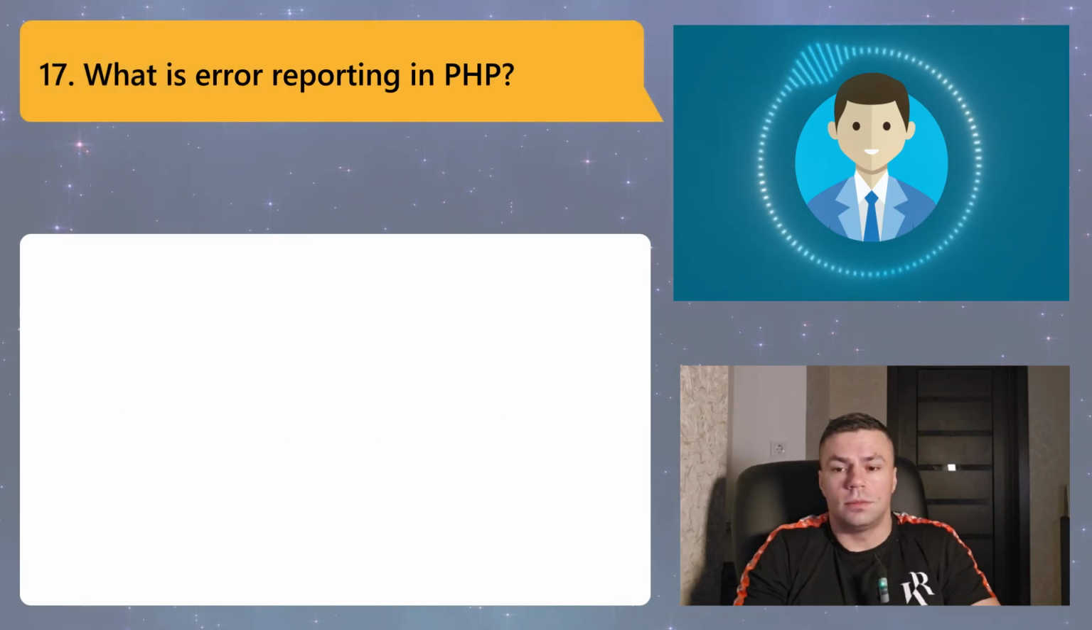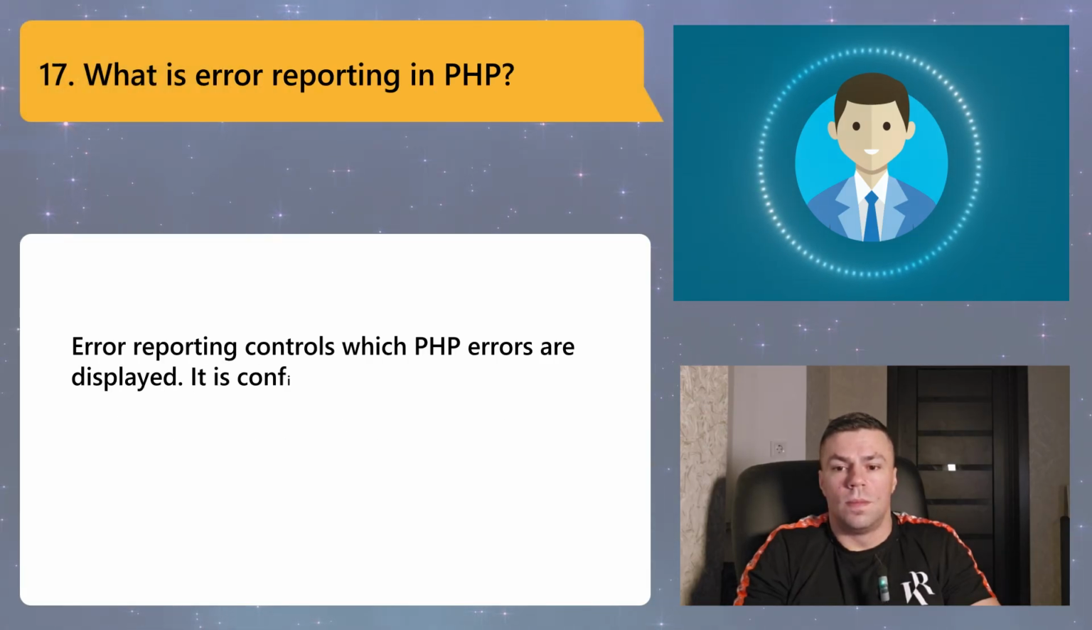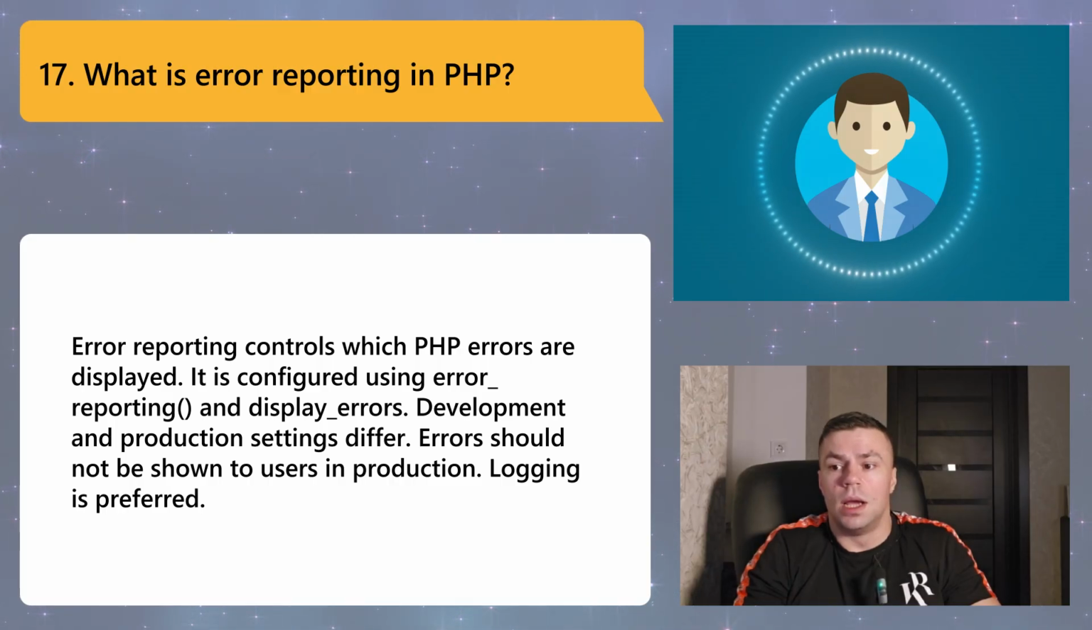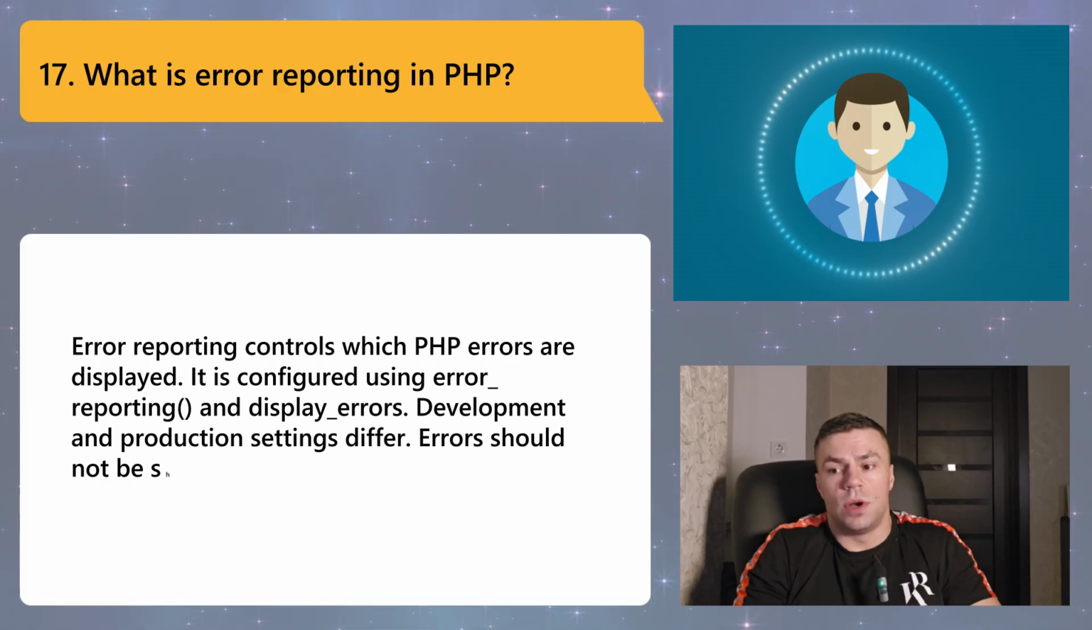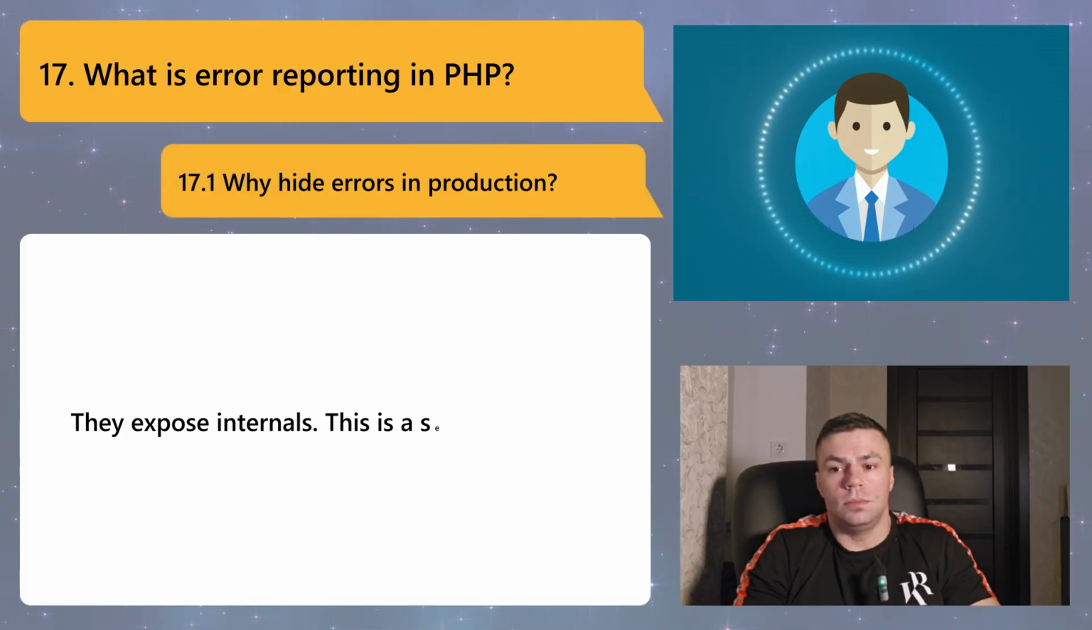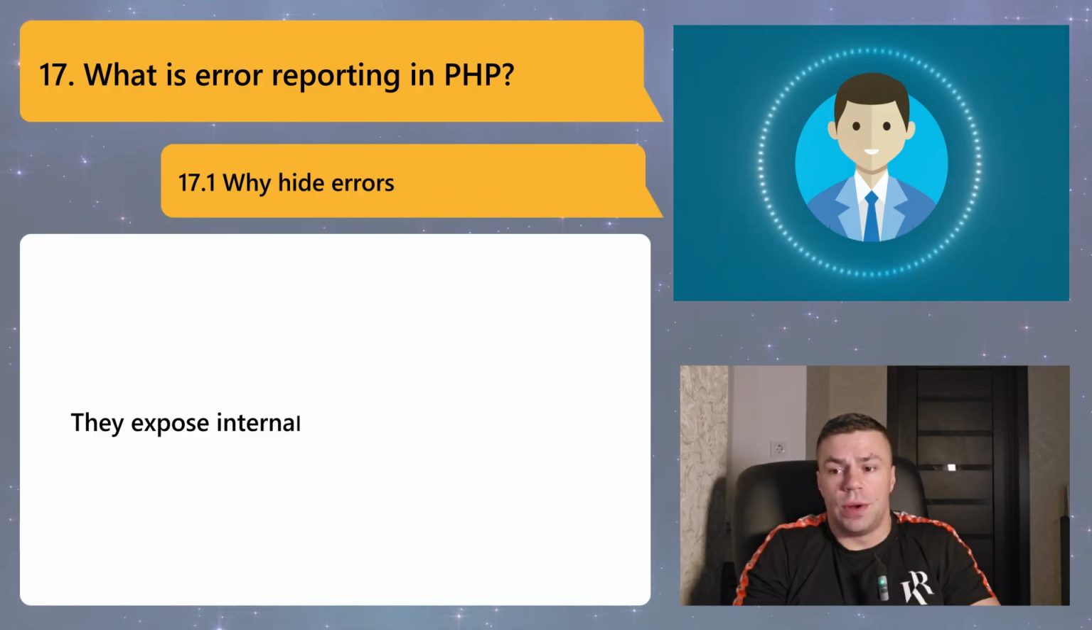What is error reporting in PHP? Error reporting controls which PHP errors are displayed. It is configured using the error_reporting function and the display_errors parameter. Development and production settings differ. Errors should not be shown to users in production. Logging is preferred. Why hide errors in production? They expose internals. This is a security risk.